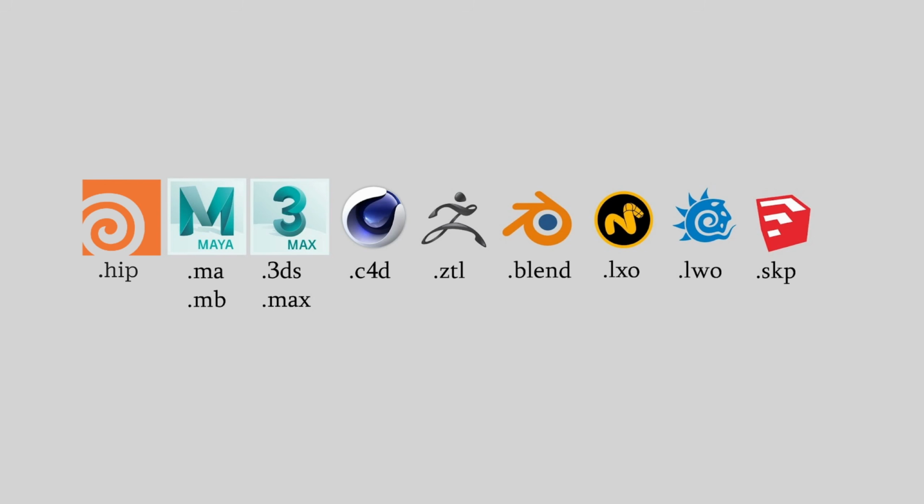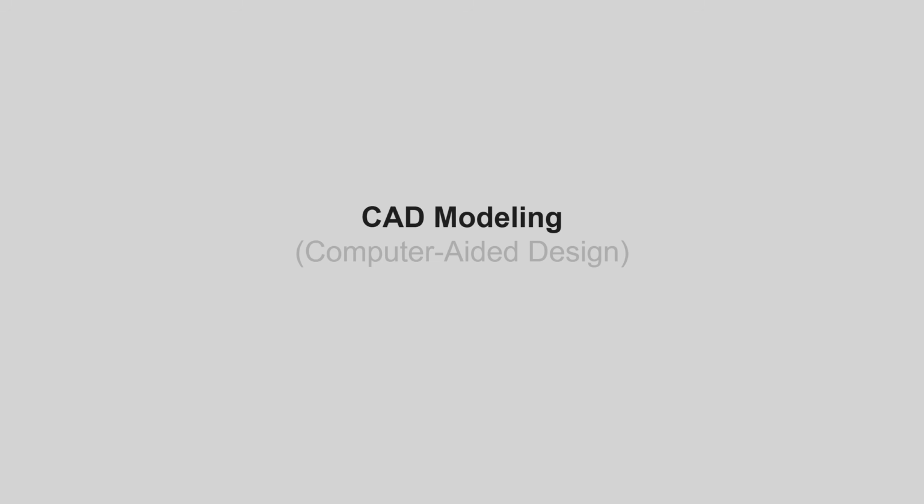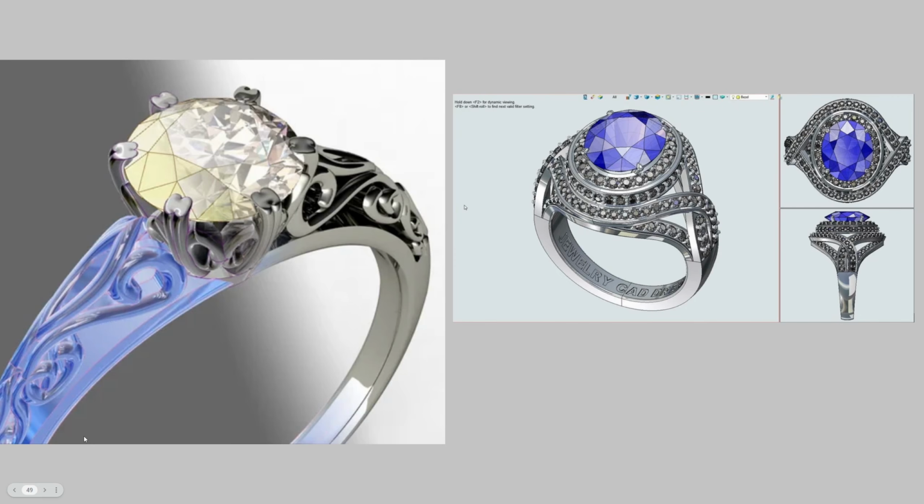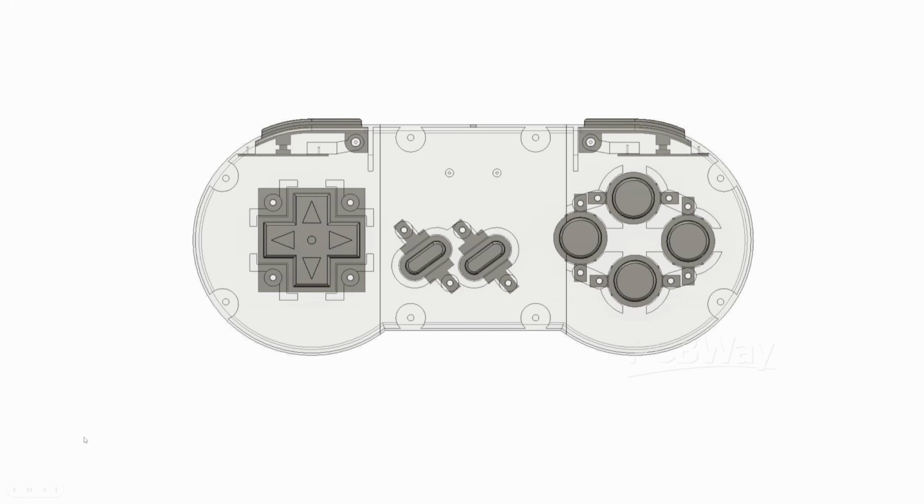Houdini has HIP, Maya has Maya ASCII and Maya binary, 3D Max has 3ds and .max, Cinema 4D has .c4d, ZBrush has .ztl, and Blender has .blend, and so on and so on. Now, we're going to take a slight detour and talk about CAD modeling, or computer-aided design. CAD modeling is the other planet of 3D, which is used for engineering, architecture, and manufacturing. So it's used for everything from machine parts, to jewelry, to jet engines, to video game controllers.